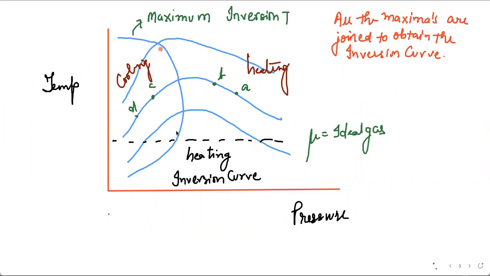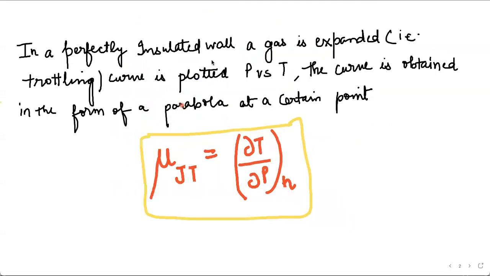This is the inversion point. When joining all the maxima, you get this maximum inversion temperature. So all the maxima are joined to get this inversion curve. So this is the basic graph which is obtained in this Joule-Thomson expansion, and you also have these inversion temperatures at the maxima.